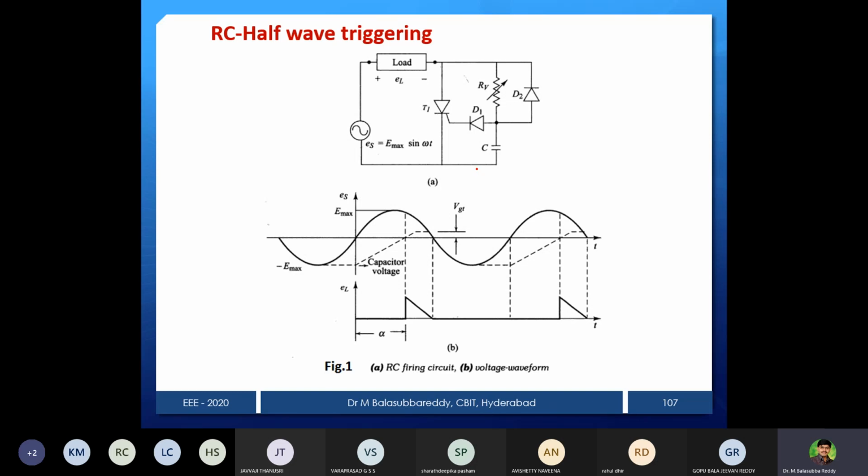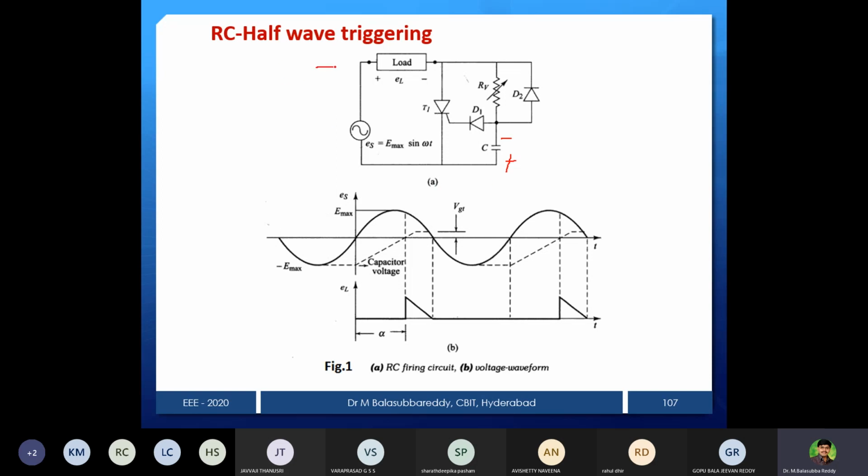In RC half wave triggering, we can see that during the negative half cycle the capacitor is going to be charged. What is the path for charging the capacitor during the negative half cycle? Anybody? My intention is to charge the capacitor during the negative half cycle. This plate will be plus and this plate is minus. Like this I want to charge. What is the path for charging? Anybody?